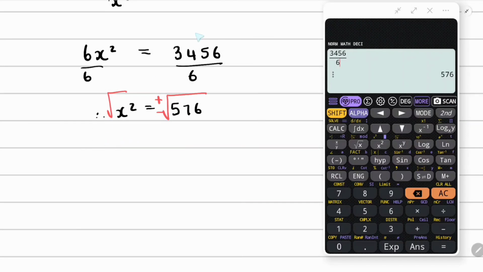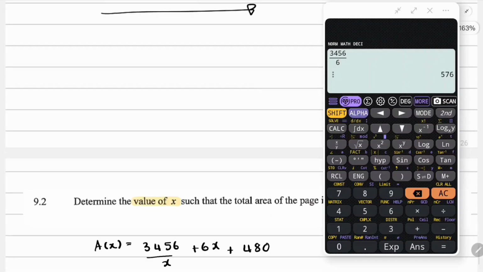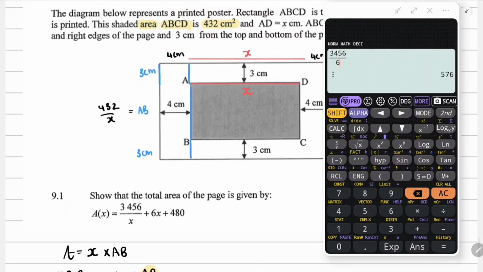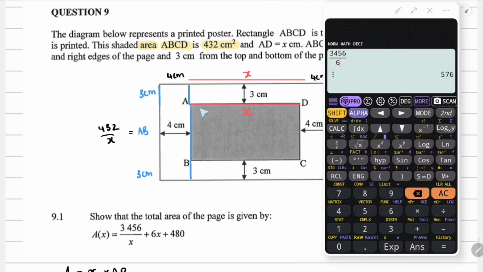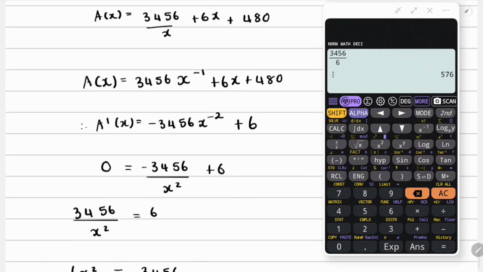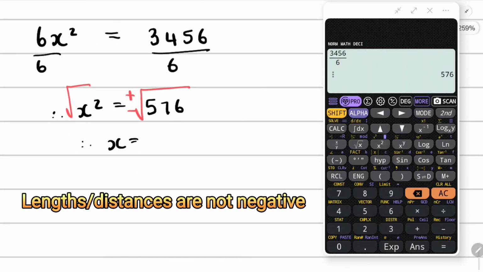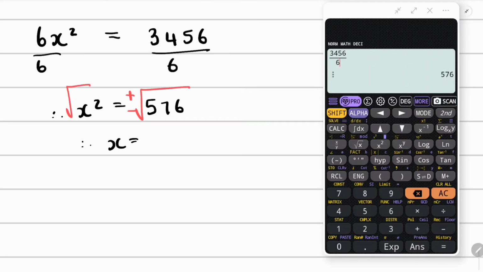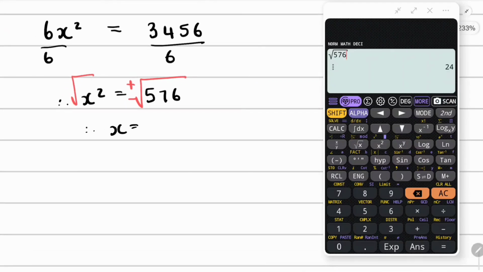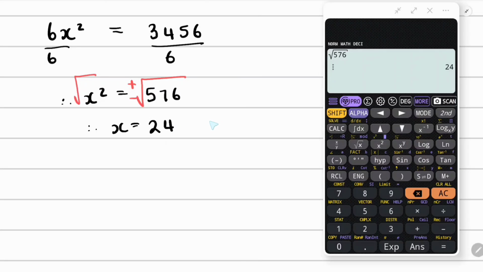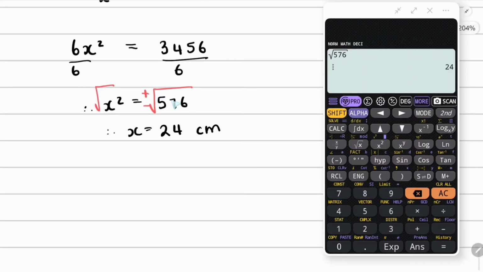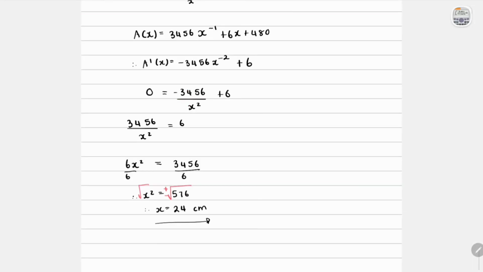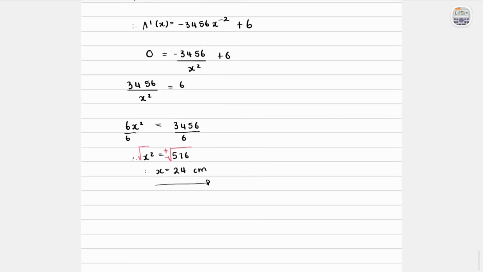And x is equal to, now here's the thing, you see x here and what it represents. X is the length of this side, which you can see is not negative. So we're going to use the positive answer. So square root of this number, and we're only going to consider the positive. This means that x is equal to 24 centimeters. Regardless, x is either 24 centimeters or negative 24 centimeters, but we're going to take the positive. So that is the last question for question 9, and that is our answer.